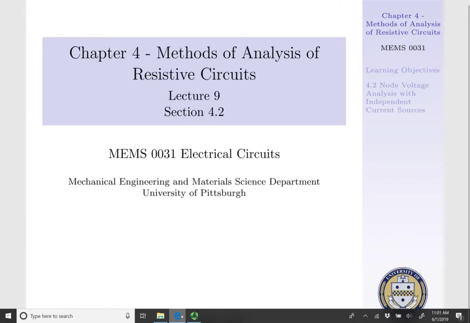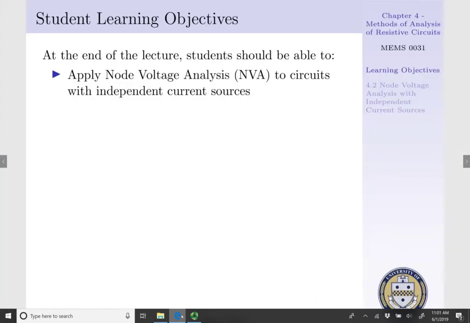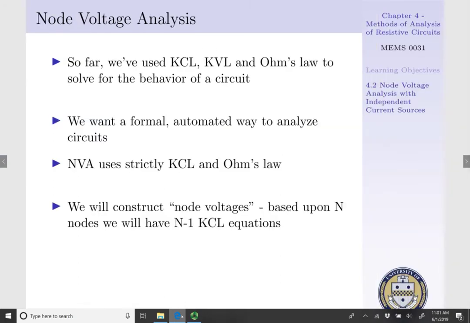In Lecture 9, we will cover Section 4.2. At the end of today's lecture, you should be able to apply node voltage analysis, abbreviated NVA, to circuits with independent current sources. To begin, let us review what we've done to analyze circuits.